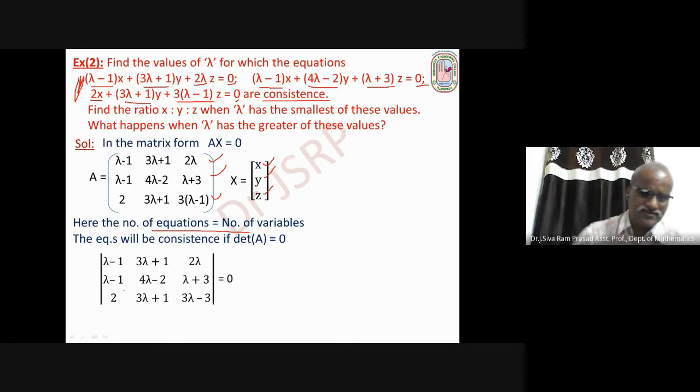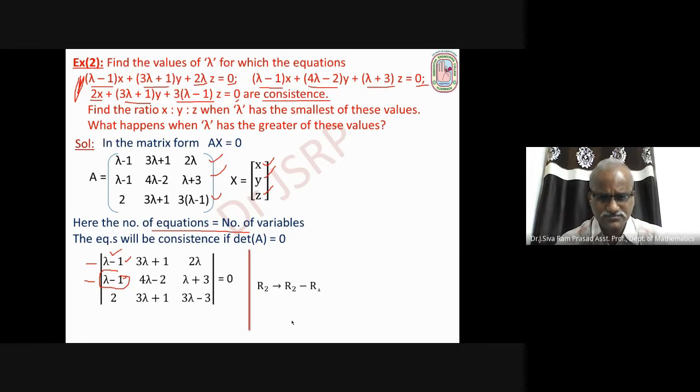Here you can expand this determinant directly or simplify it first. Observe, is it possible to make zeros in any row or any column? Observe the first two rows: here lambda minus 1, here lambda minus 1. So we make 0 here using this lambda minus 1. So R2 goes to R2 minus R1. First row as it is: lambda minus 1, 3 lambda plus 1, 2 lambda. R2 minus R1: subtract the first row from the second row.